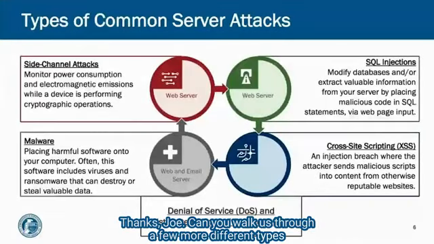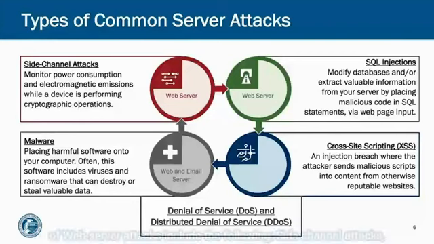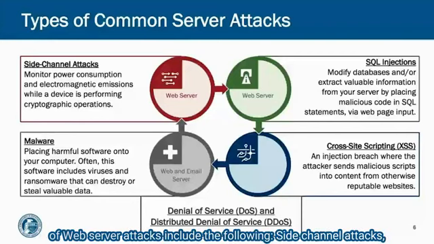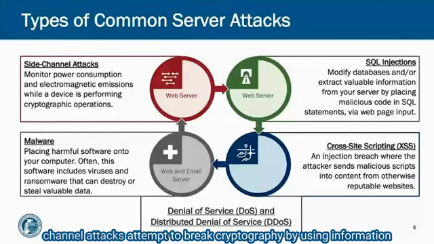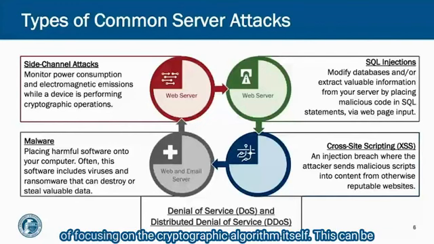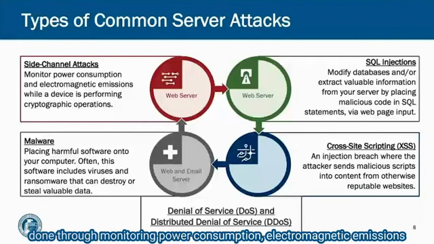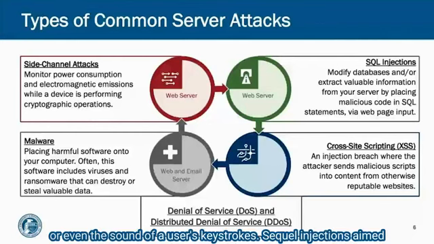Thanks, Joe. Can you walk us through a few more different types of web and email server attacks? Absolutely. So the common types of web server attacks include the following: side channel attacks, SQL injections, malware, and cross-site scripting. Side channel attacks attempt to break cryptography by using information leaked by hardware performing the cryptographic process instead of focusing on the cryptographic algorithm itself. This can be done through monitoring power consumption, electromagnetic emissions, or even the sound of a user's keystrokes.